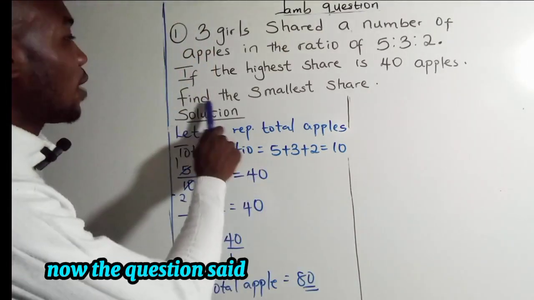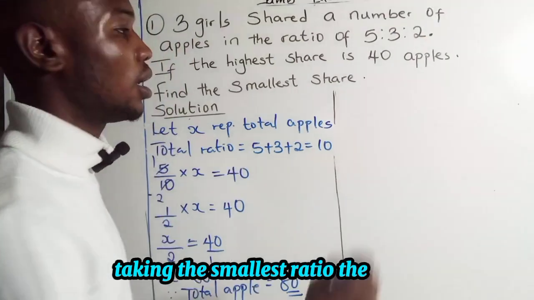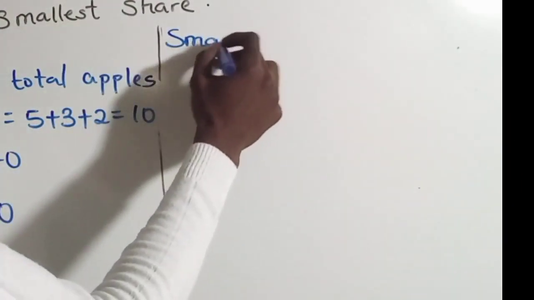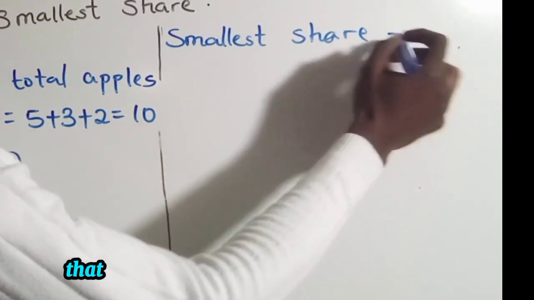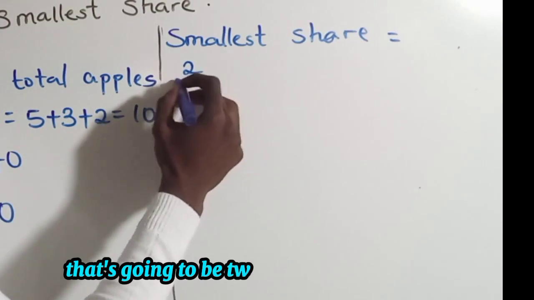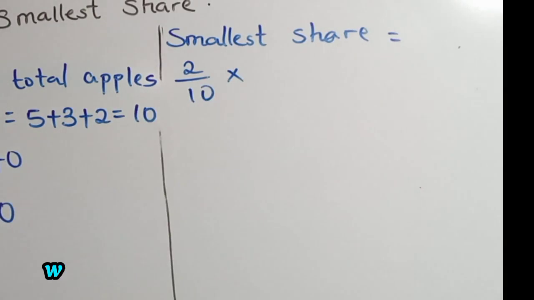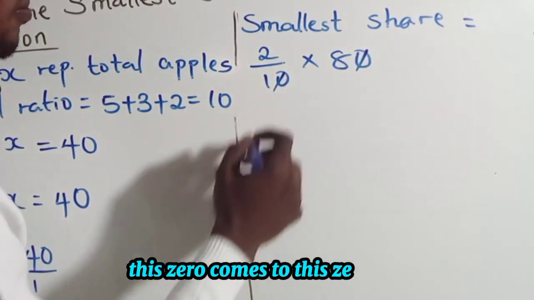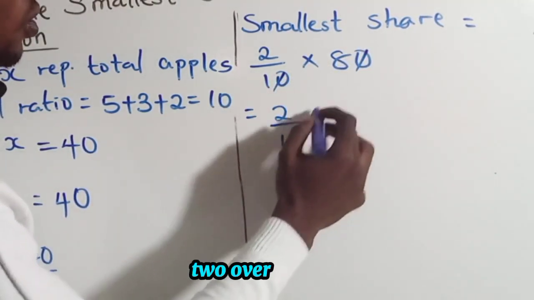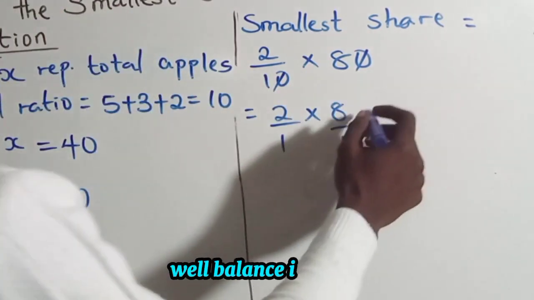Now the question said find the smallest share. The smallest share means he'll be taking the smallest ratio there. So the smallest share now, that's going to be 2 over the total ratio, that's 10, multiplied by, we've gotten our x, which is the total quantity. We solve it to be 80. That's multiplied by 80. This 0 cancels this 0. What do I have now? 2 over 1 multiplied by 8 over 1. By just balancing this up.